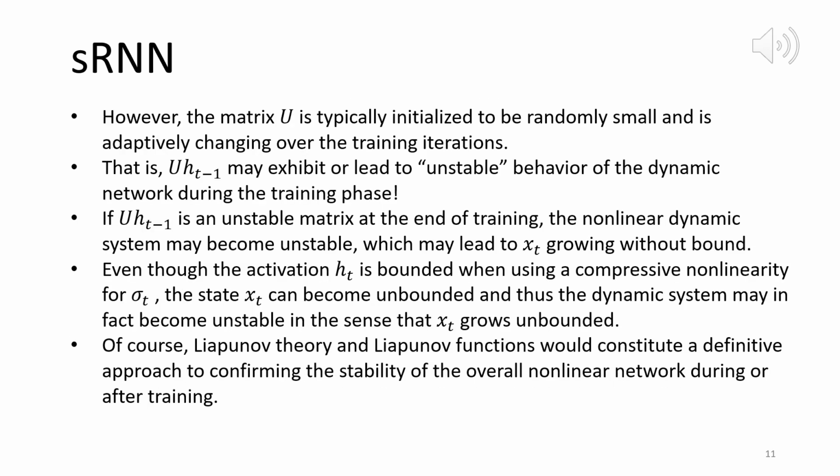Instability of the SRNN. Since the matrix U is typically initialized to be randomly small and is adaptively changing over the training iterations, the matrix UH'_t-1 may exhibit or lead to unstable behavior of the dynamic network during the training phase. If at the end of training, UH'_t-1 is an unstable matrix, the system may become unstable, which may lead to x_t growing without bound. Even if the activation H_t is bounded when using a compressive nonlinearity for sigma_t, x_t may still grow without bound. Of course, Lyapunov theory and Lyapunov functions would constitute a definitive approach to confirming the stability of the overall nonlinear network during or after training.